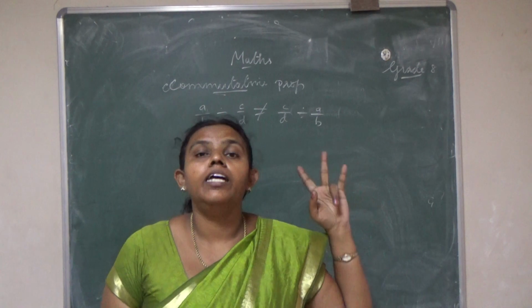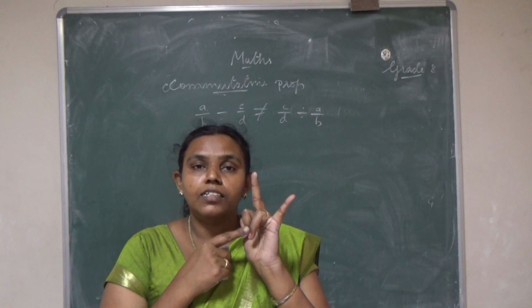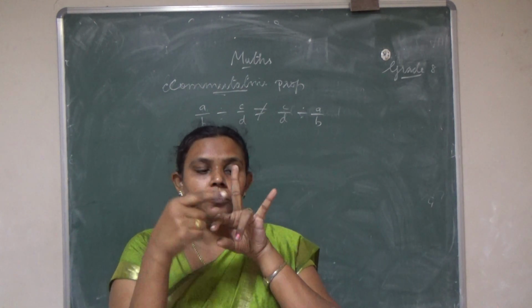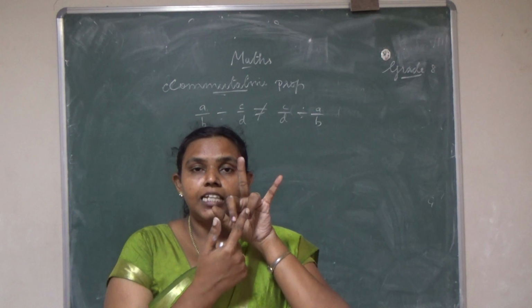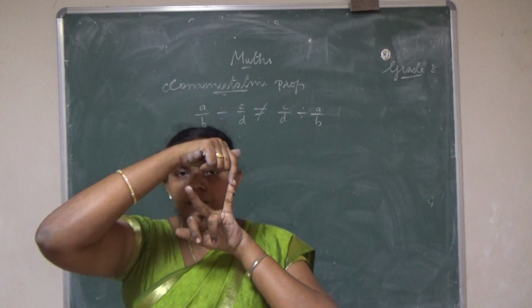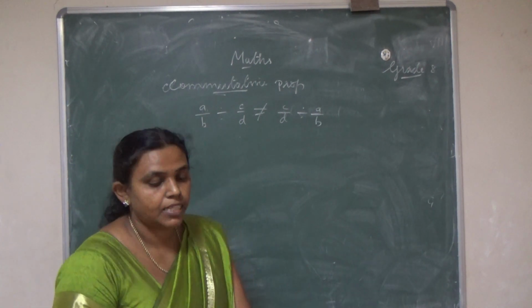For subtraction it won't be equal. For multiplication it will be equal. So for addition rational numbers are commutative. For subtraction rational numbers are not commutative. For multiplication rational numbers are commutative. For division rational numbers are not commutative. Okay? So we are going to have some examples.